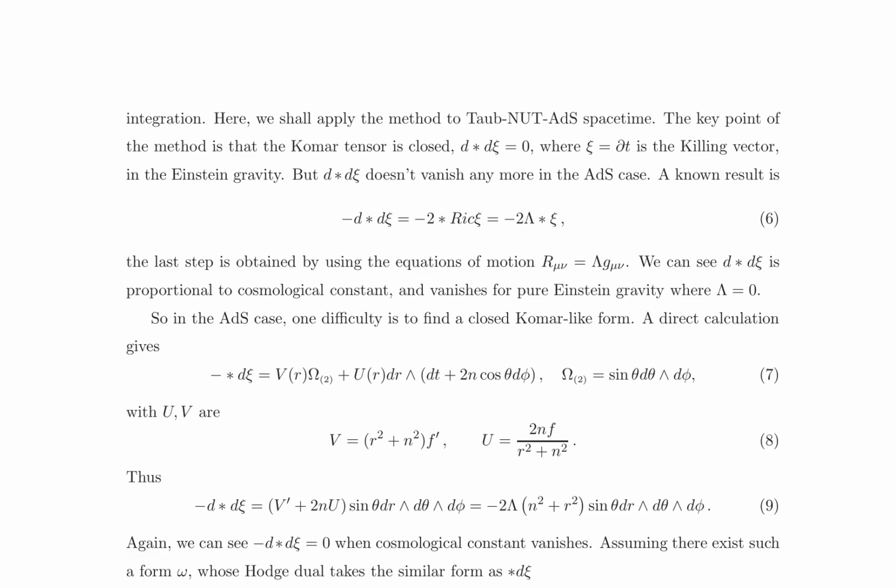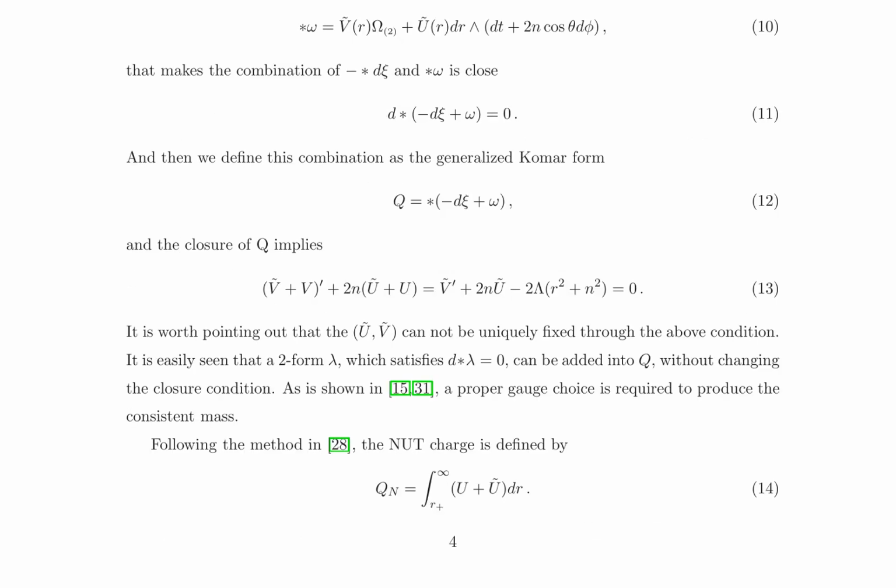They then construct a closed Komar-like form Q, defined in equation 12, which satisfies the closure condition in equation 13. The authors note that the u, v components of Q cannot be uniquely fixed and require a proper gauge choice to produce a consistent mass.